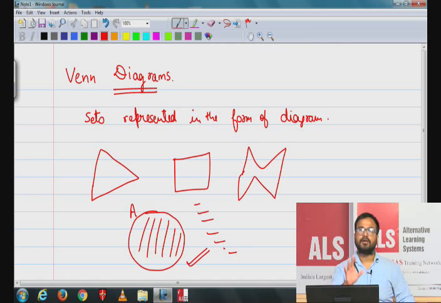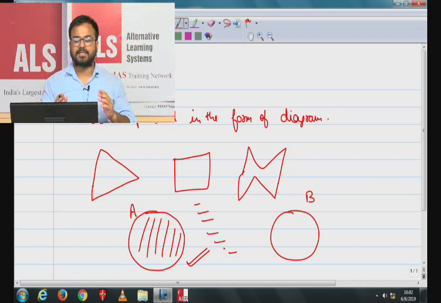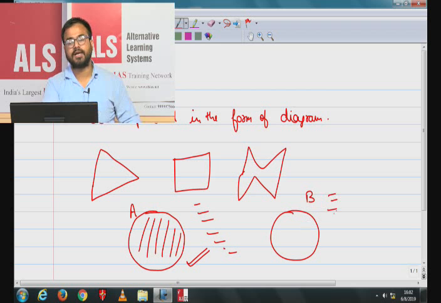Simple as that. Similarly, let's say I make the circle B, and the circle B represents the set of all persons who read the newspaper daily. The persons inside this circle are those who read the newspaper daily, and the persons outside the circle B do not read the newspaper daily. Those inside the circle belong to that circle, those outside do not belong to it. So this is called the Venn diagram.